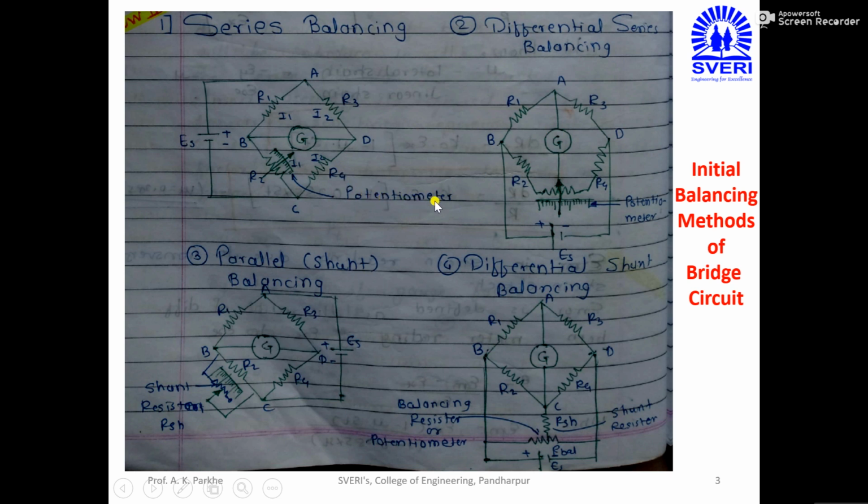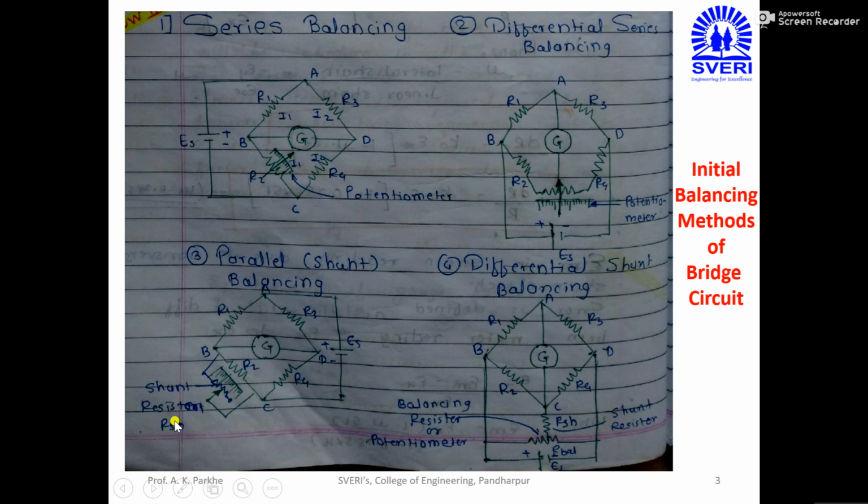And to avoid the disadvantages of series balancing and differential series balancing, the third technique is developed, which is called parallel balancing or shunt balancing. Why is it called parallel balancing? Because whatever variable resistance is provided, it is connected in parallel with the resistor which is mounted on the Wheatstone bridge circuit. So in parallel or shunt balancing, a potentiometer is not provided. Instead of that potentiometer, one shunt resistor is provided.